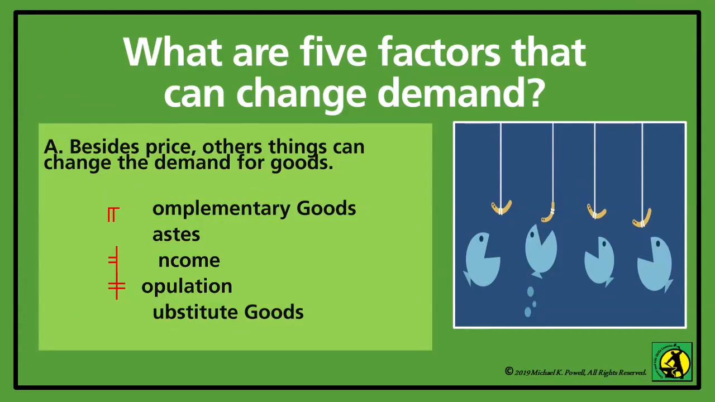Population, so if there was an increase in population or a decrease in population, so the amount of people, that would also affect demand. And the last one there is substitute goods. So a substitute is something that you would replace it for. So perhaps instead of buying coffee, I'm going to now buy green tea. So I've swapped it out for something else. So these are factors that change demand, and you'll need to remember these factors and apply them to the graph.